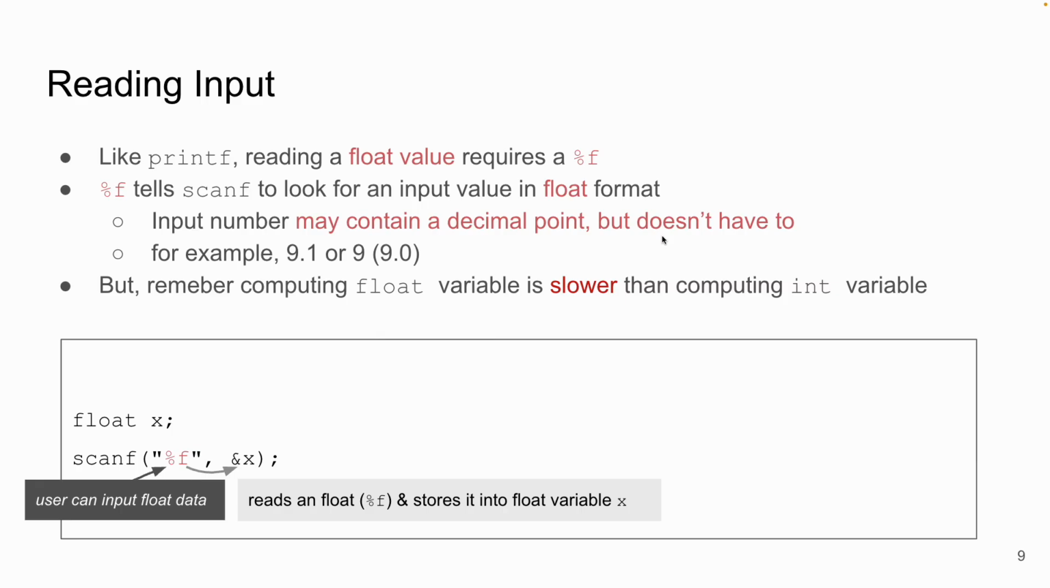That is true. But please remember, computing with floating variables is much slower than computing with int variables. So if you use float variables for all your programs, even in places where you only use the integer part, then your program will be really slow. So I will not recommend you to do that. Please still use integer variables when you need them, and only use the floating point or float variable when you really need to.